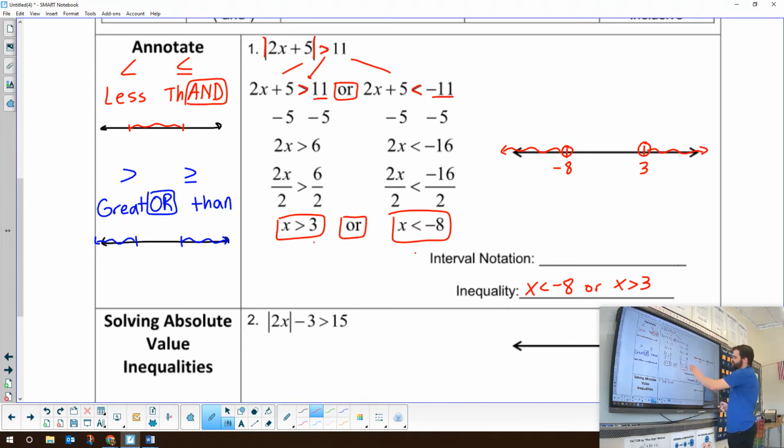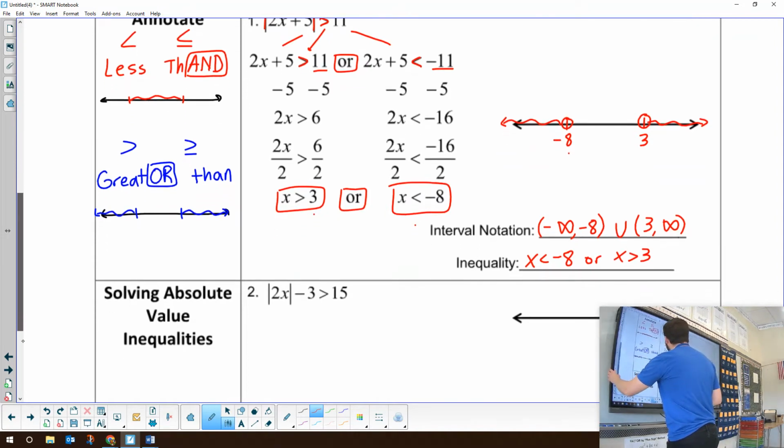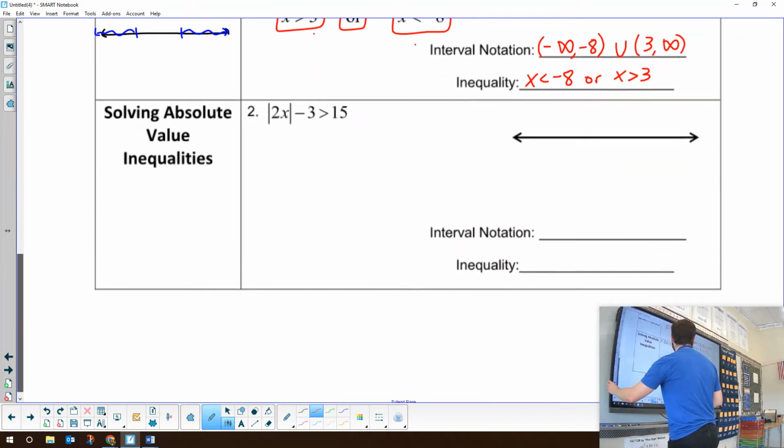Notice how I wrote the smaller number first, and I put also the smaller number on my graph first. My interval notation, remember I have my two intervals, and my two intervals are going to be connected with a U, a union symbol. So we're going to have negative infinity to negative 8, parentheses, union, 3 to positive infinity. Okay? Just like that. So let's take a look down here at number 2.